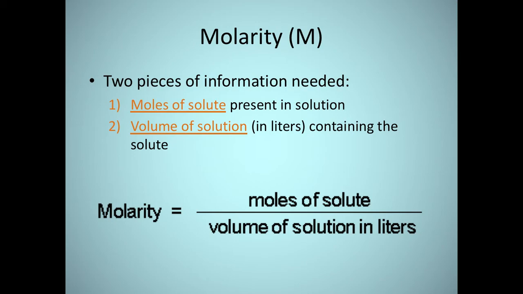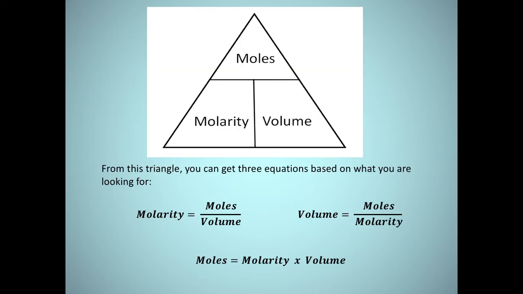Now, the easiest way to remember this equation is to use a triangle. We've used a triangle before when we talked about density. We had our density triangle. Well, this is our molarity triangle. You see molarity, and on the left you have moles on the top and you have volume on the right-hand side. From this triangle you can get three separate equations based on what you are looking for.